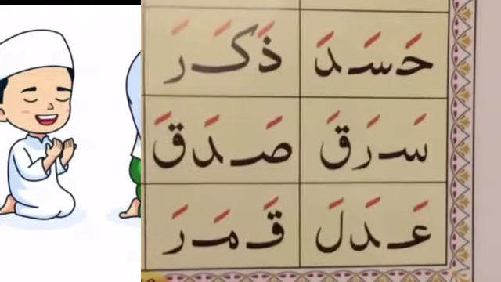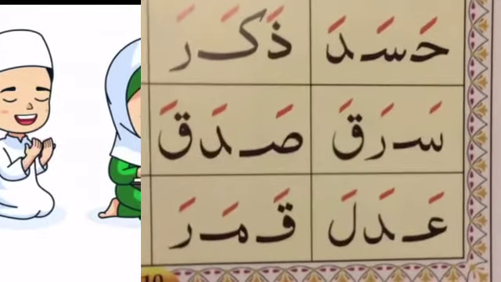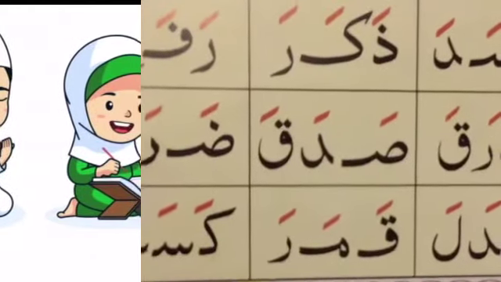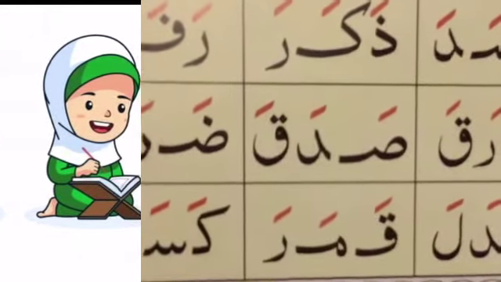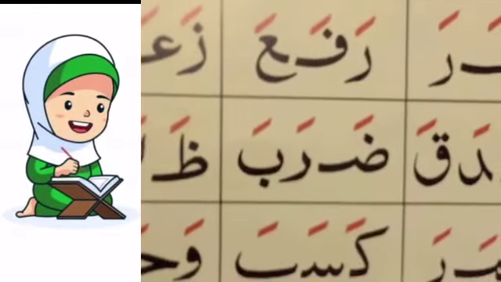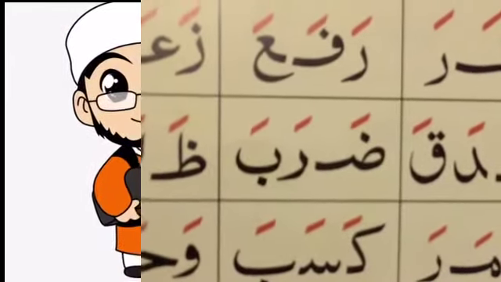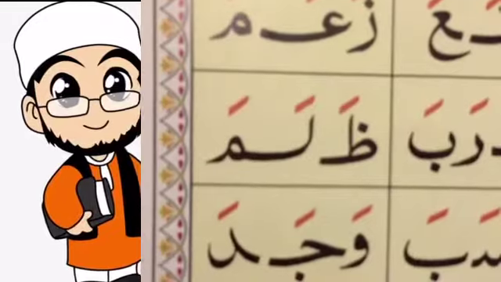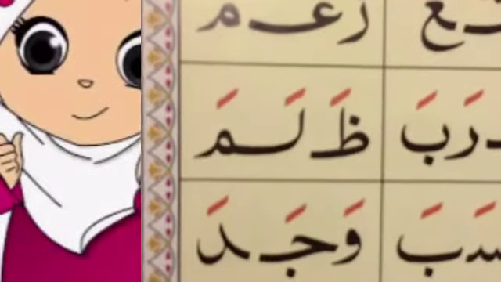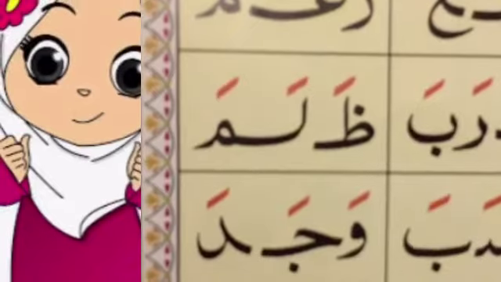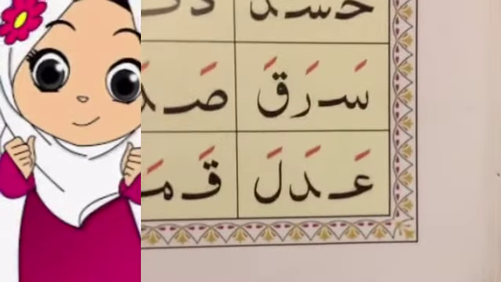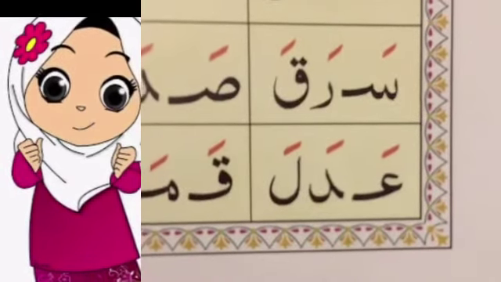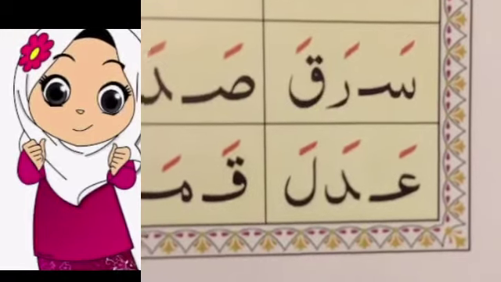We got here saraqa. Sin, ra, and qaf. صادقة. صاد دال and قاف. ضرب. So you got here dot, you got ra and you got ba. And ظلم. You got ظ لام and end up with ميم. عدل. So the first letter is عين, not همزة. عين دال and لام at the end.